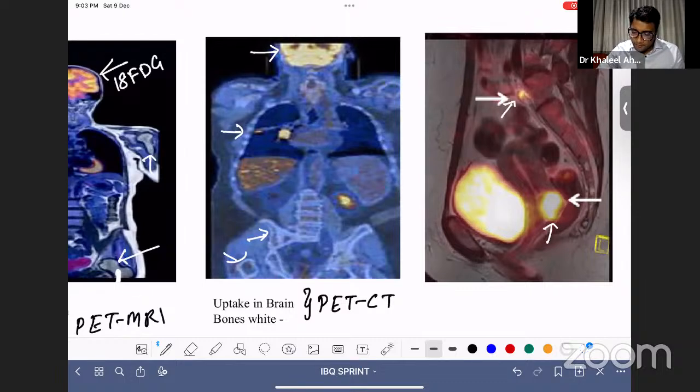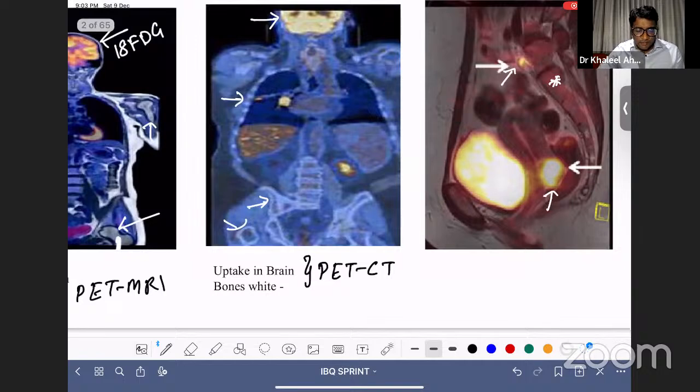What do you think is this image now? How are the vertebra? Look at the vertebra, the sacrum, the coccyx. Is the bone white or black? You tell me that much. The bones are black here. So bones are black means what? MRI. So this is again a PET MRI.